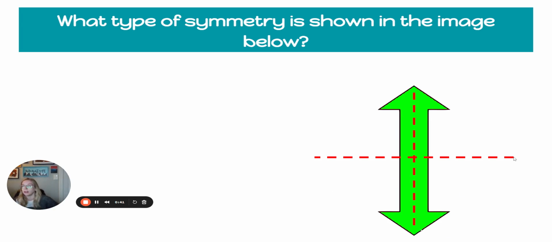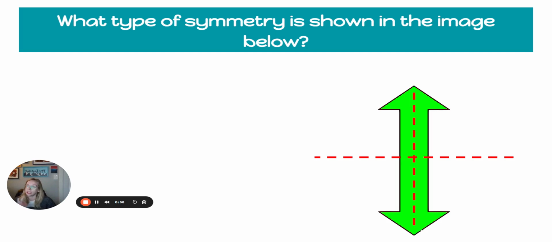There's also a horizontal line of symmetry. You can tell the top part of the arrow figure matches the bottom part of the arrow figure. So we can automatically say that there is reflectional symmetry. The next two types are rotational and point symmetry. Point symmetry is a type of rotational symmetry.